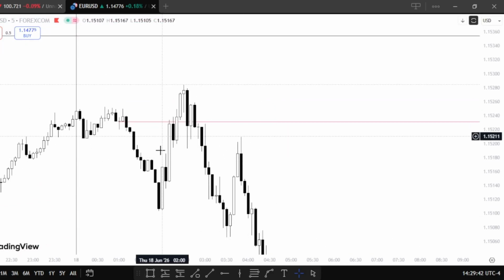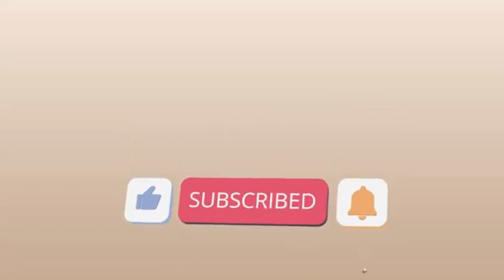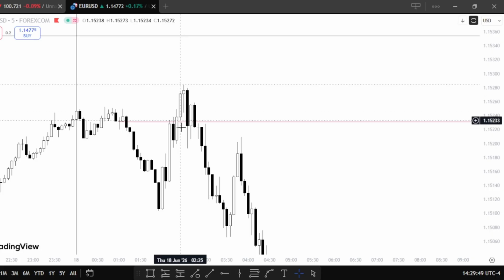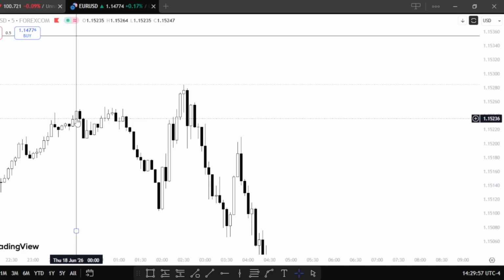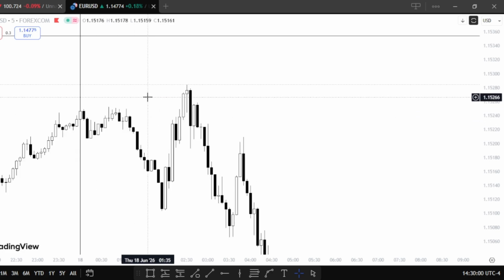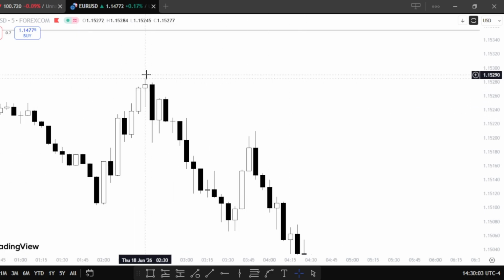So this is the open, retracement, expansion. This is the high we took. So we took liquidity. What else? We took liquidity above the midnight open. What else are you waiting for?